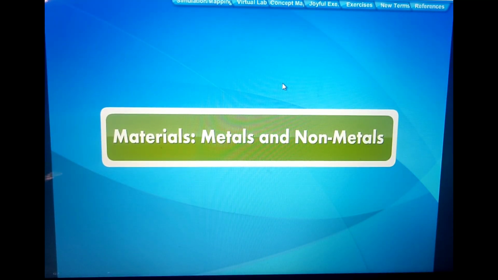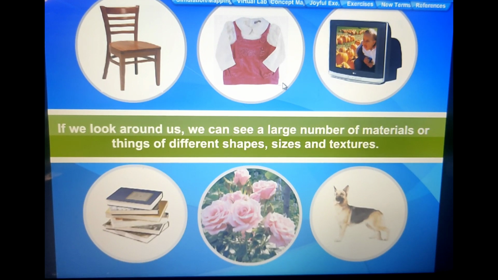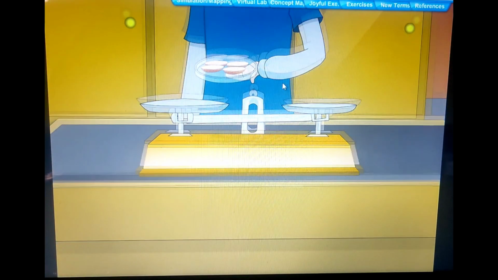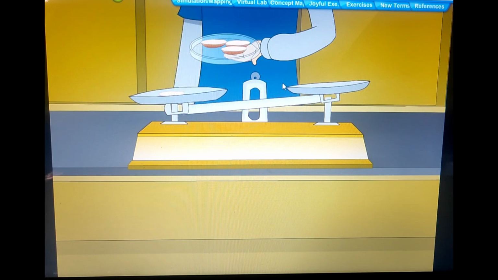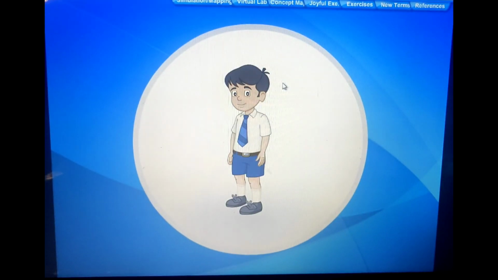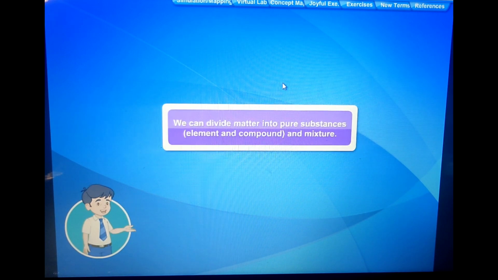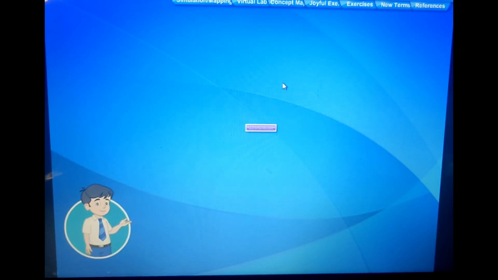Materials, metals and non-metals. If we look around us, we can see a large number of materials or things of different shapes, sizes and textures. Anything which occupies space and has mass is called matter. For example, book, air, plant and human beings. We can divide matter into pure substances, element and compound, and mixture.